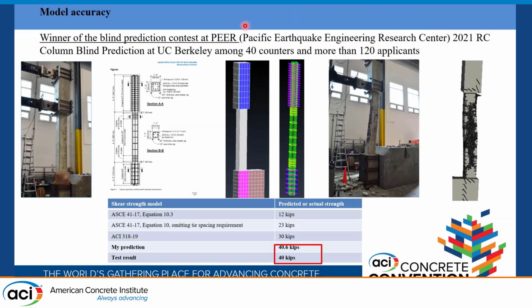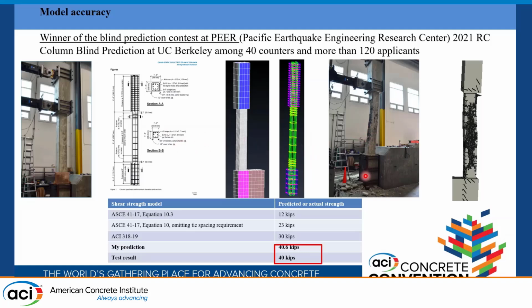Based on our model, we attended the Berkeley competition, by PEER, the Pacific Earthquake Engineering Research Center. They had a reinforced concrete column and applied lateral load. They gave us the sketch of the reinforcement, and they didn't release the results for about 4 months. We attended the competition based on our guideline using the software Athena, and we modeled the transverse reinforcement and the boundary conditions, everything like the experiment.